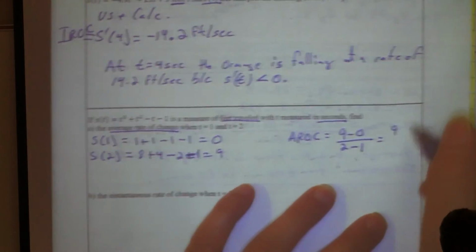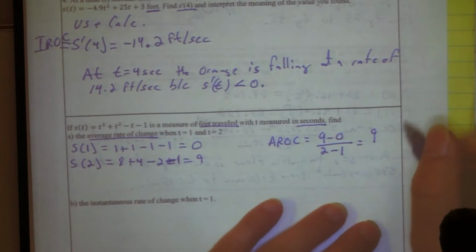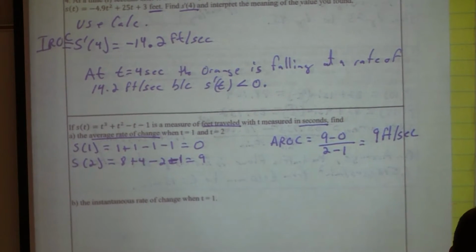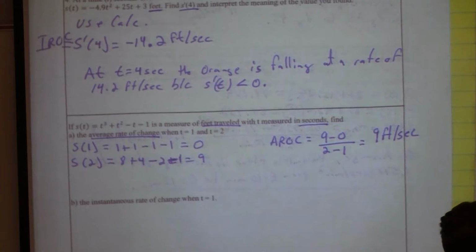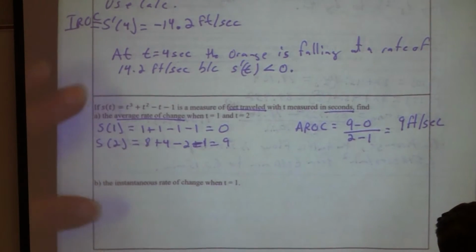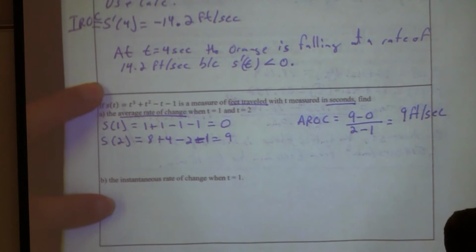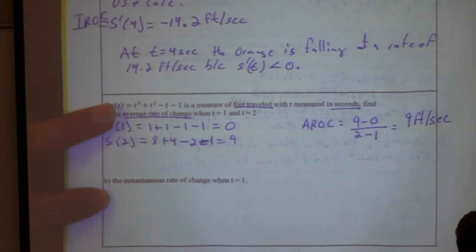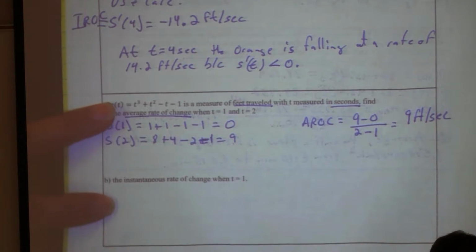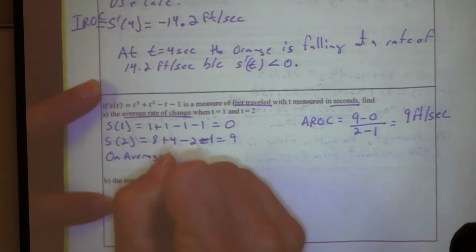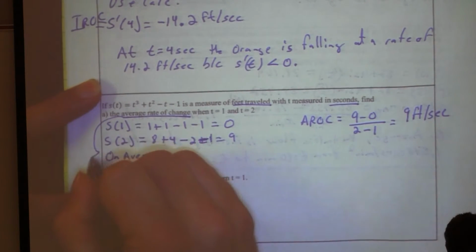9 what? Units. We need units all the time. Feet per second. Don't forget the units. You want to get that point for the units. And what does that mean? You need to write the meaning all the time. On the test, they're going to ask you for the meaning. That's why I'm practicing you write it. What does this mean? On average. Why on average? Because it's average, right?